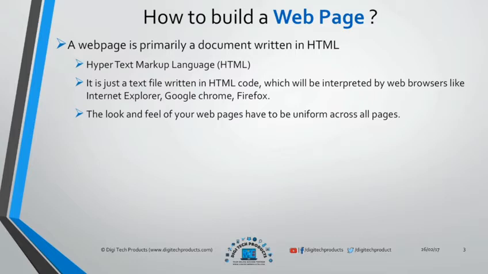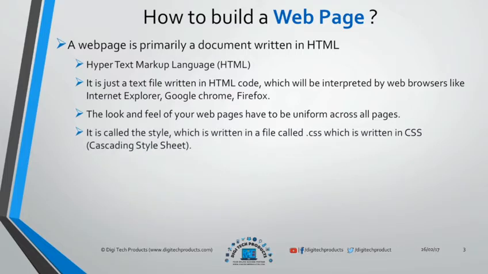The look and feel of your web pages has to be uniform across all pages. This is very important. When there is a menu bar on a web page, or a contact us at the bottom, or text and color schemes, these have to be consistent and uniform across all pages. To achieve that, there is a system called CSS, which is Cascading Style Sheets. CSS is a common file which is applied to all files.